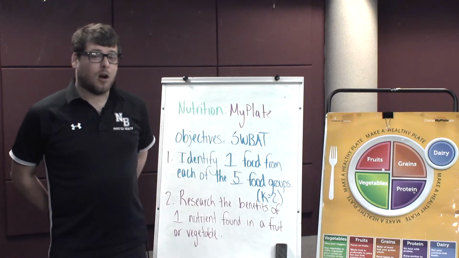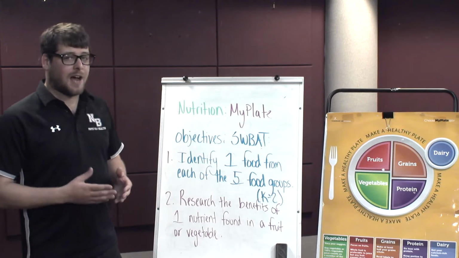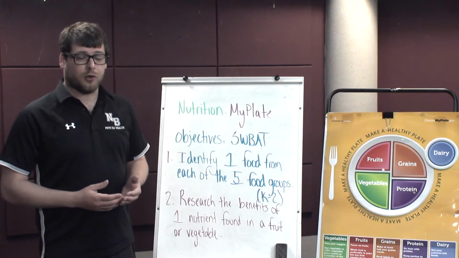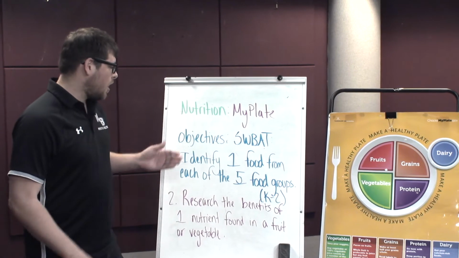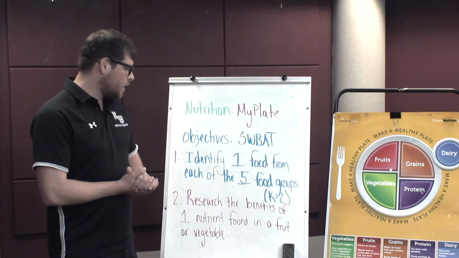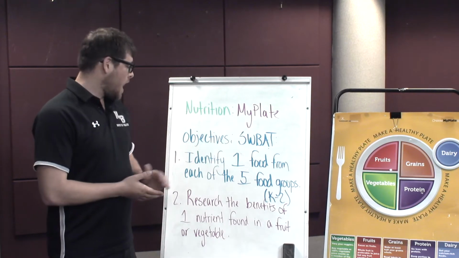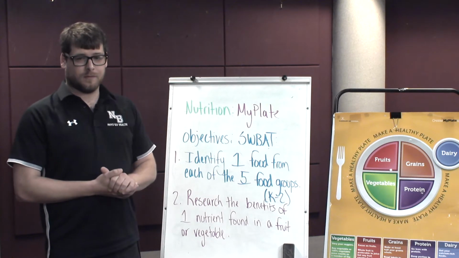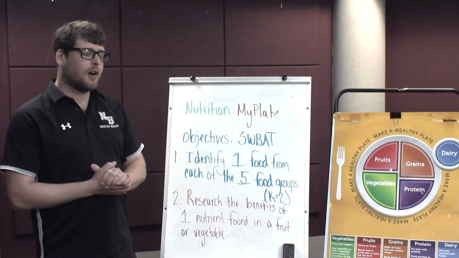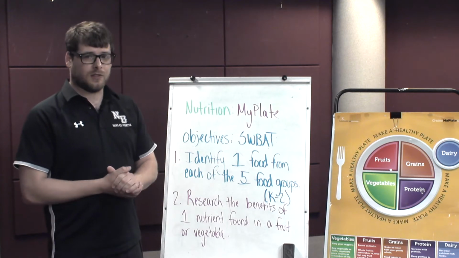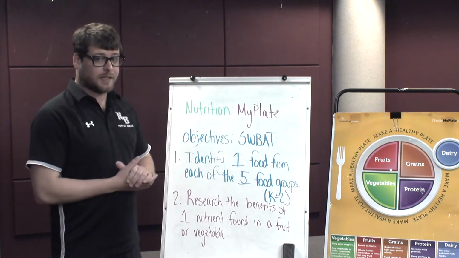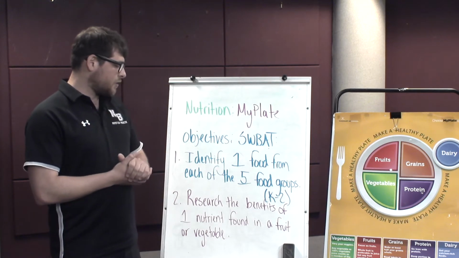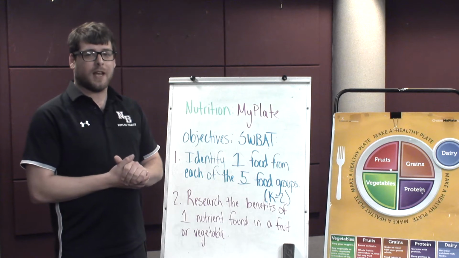Now, our objectives for today's lesson: I have one for kindergarten through second grade, and I also have one for grades 3 to 5. Our objectives are: one, students will be able to identify one food from each of the 5 food groups. That is for our kindergarten to second grade students. The next objective is to research the benefits of one nutrient found in a fruit or a vegetable.